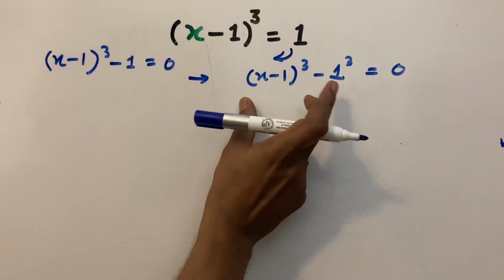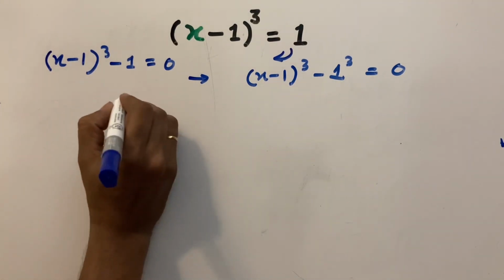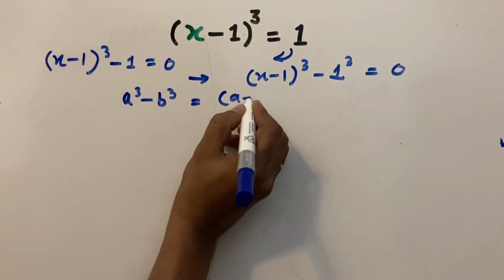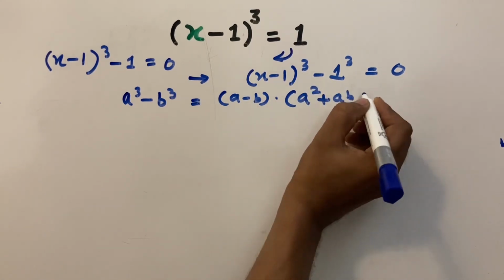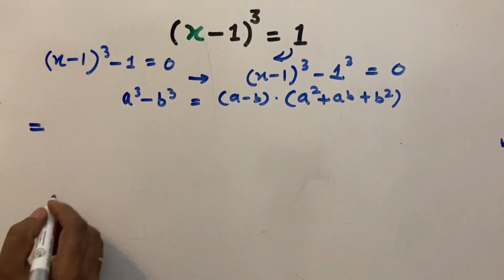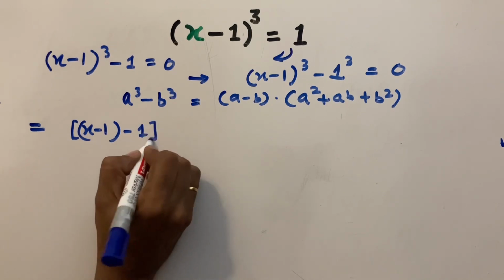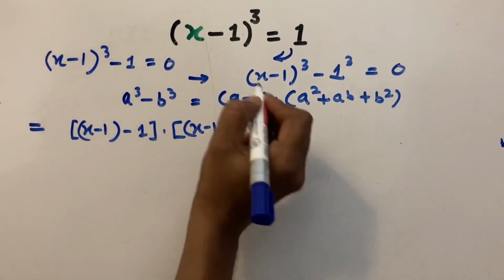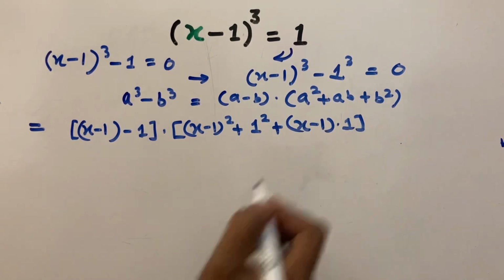Now this equation is in the form of a^3 - b^3, which can be simplified by the rule a^3 - b^3 = (a - b)(a^2 + ab + b^2). So this expression simplifies to (x - 1 - 1) multiplied by ((x - 1)^2 + 1^2 + (x - 1) multiplied by 1).